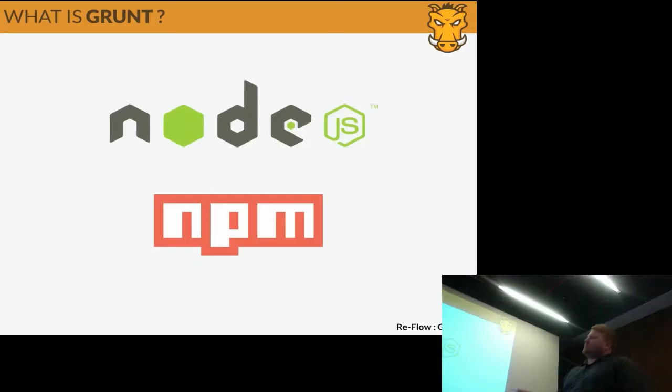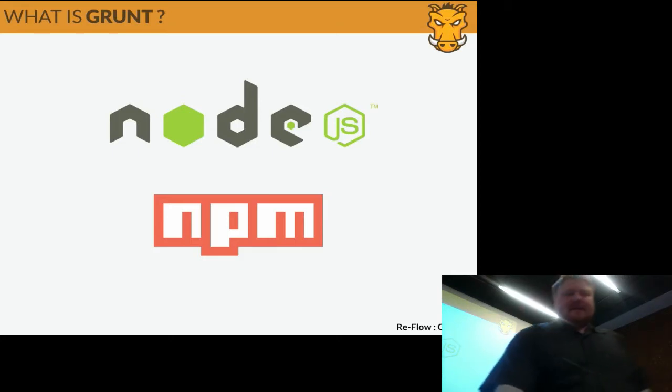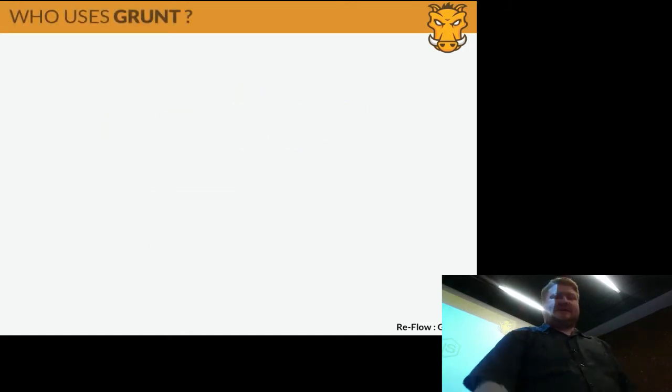Grunt's built on Node.js, and obviously with Node.js comes NPM. Has anyone not used Node? So it's really simple to install and run Node, especially if you're using a Mac, even if you're using Windows computers. There's like an executable file, there's a package file, and Node now comes pre-installed with NPM, so there's no real reason to not have it installed.